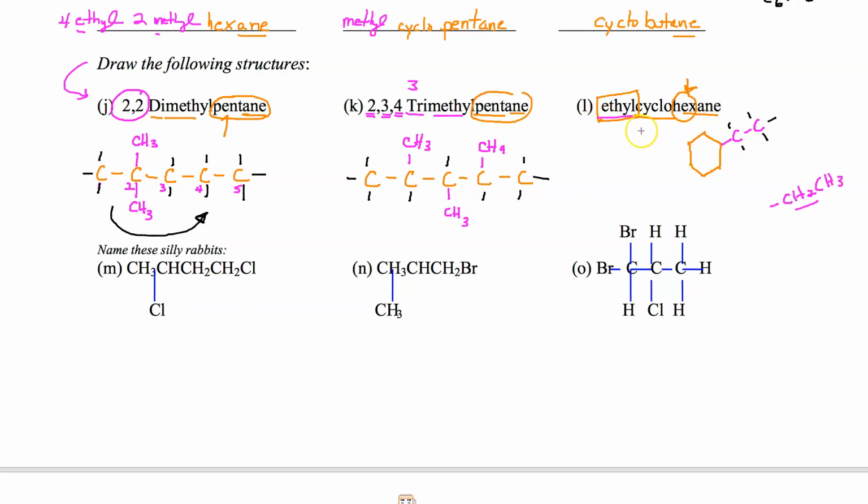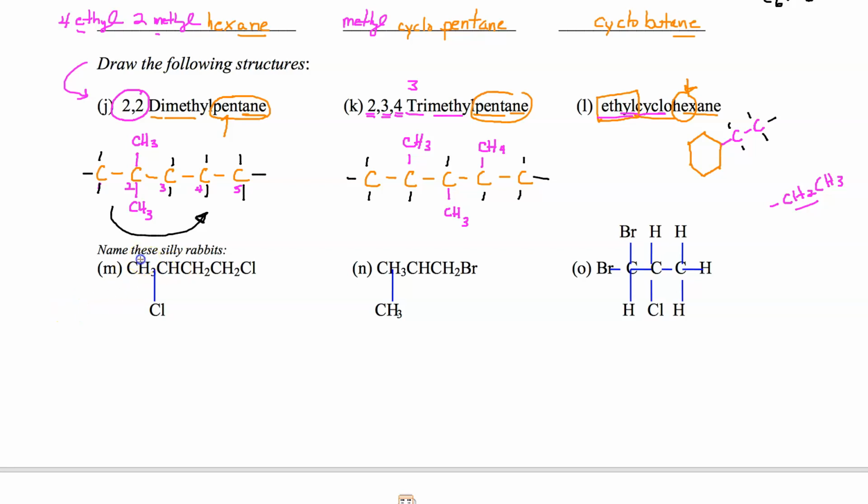So there is ethyl. There's my 2-carbon group. YL tells me it's an attaching group. Cyclo, that means that the tail is bonded to the head. Hex means I have 6 of these corners, and ane is their single bonds. All right, I'm going to name these silly rabbits. Let's go on to M.